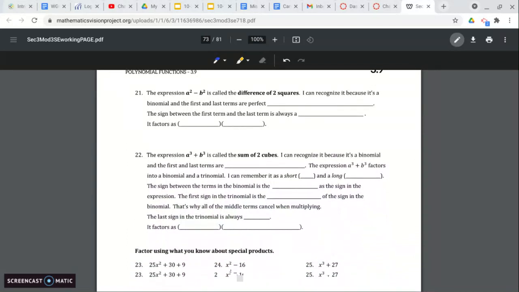All right, the expression a squared minus b squared is called the difference of two squares. I can recognize it because it's a binomial and the first and last terms are perfect squares. The sign between the first term and the last term is always a subtraction sign. I know it's hard to read. It factors as a plus b times a minus b.